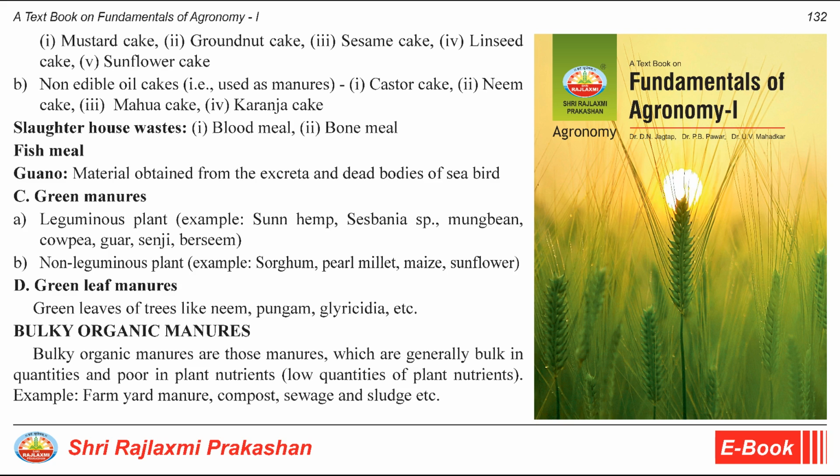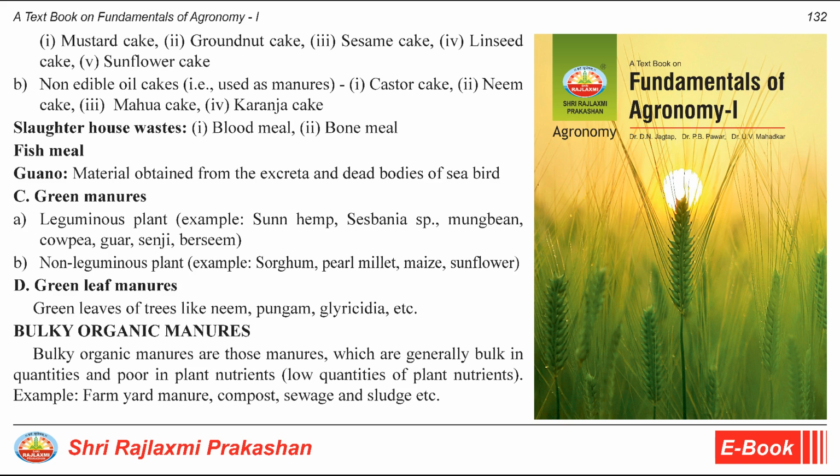Slaughterhouse wastes: 1. Blood meal, 2. Bone meal, 3. Fish meal. Guano, material obtained from the excreta and dead bodies of seabirds. Point C. Green manures. A. Leguminous plants, for example sunhemp, Sesbania sp, mung bean, cowpea, guar, cluster bean, berseem. B. Non-leguminous plants, for example sorghum, pearl millet, maize, sunflower. Point D. Green leaf manures. Green leaves of trees like neem, pungam, gliricidia, etc.